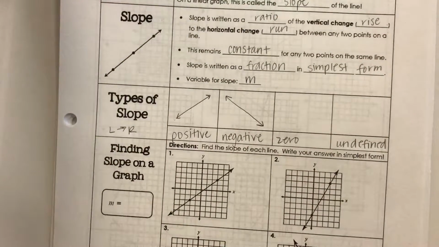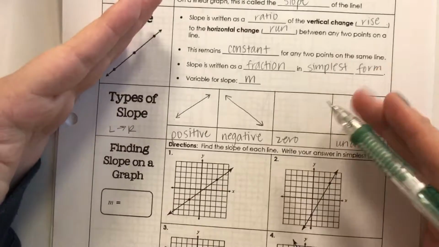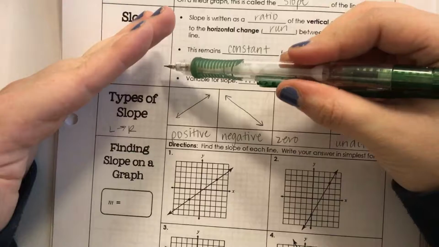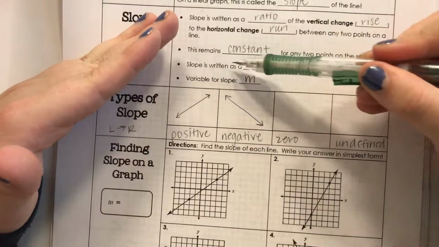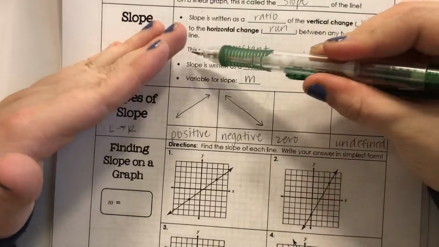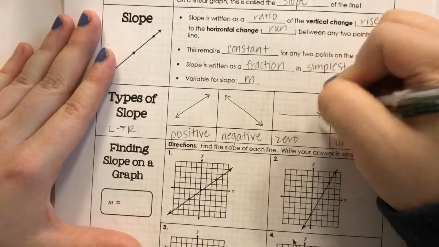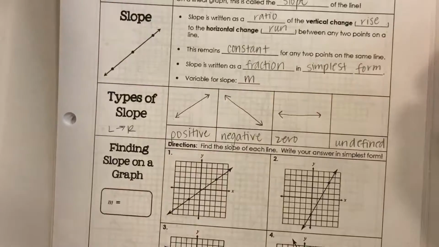Okay? 0 slope is if I have my graph and I have basically a constant function. It's a y equals a number function. It's a horizontal line. There is no slope. There is no rate of change. So that's what a 0 slope looks like. It's just a horizontal line.